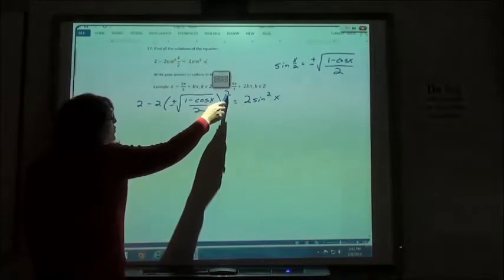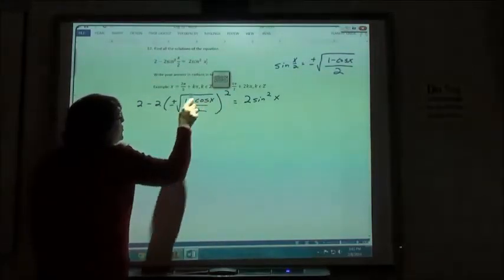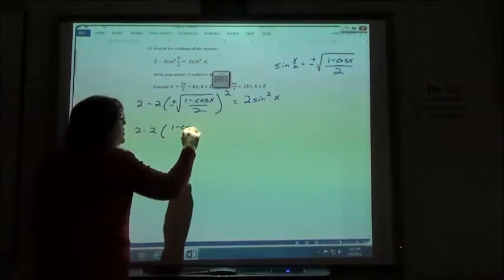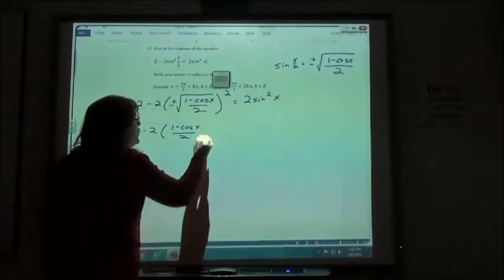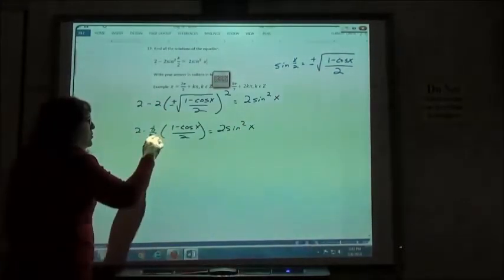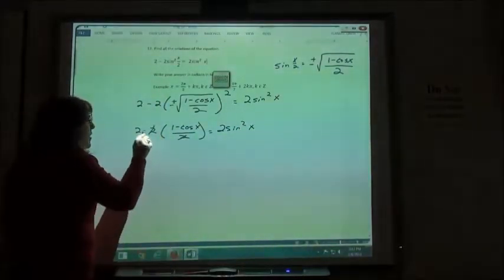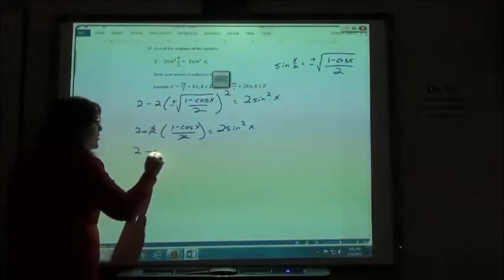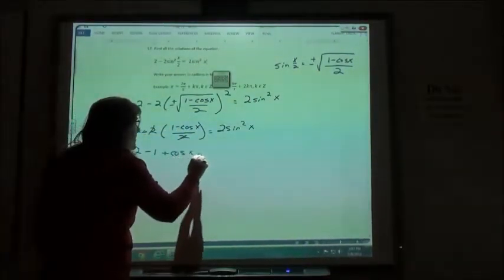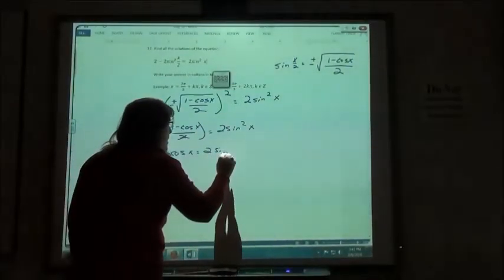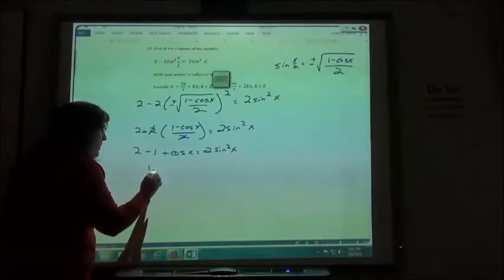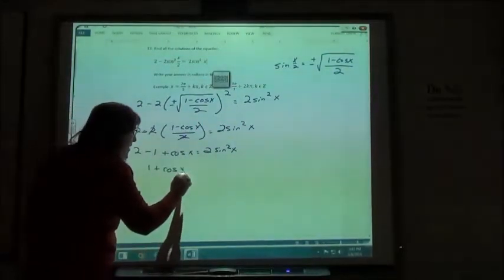So again, when you square this, it'll be positive, cancel out your square root. So 2 minus 2 times 1 minus the cosine of x over 2 equals 2 sine squared of x. 2's are going to cancel. 2, this is minus, so minus 1, negative times a negative would make that plus cosine of x equals 2 sine squared of x. 2 minus 1 would be 1 plus the cosine of x.